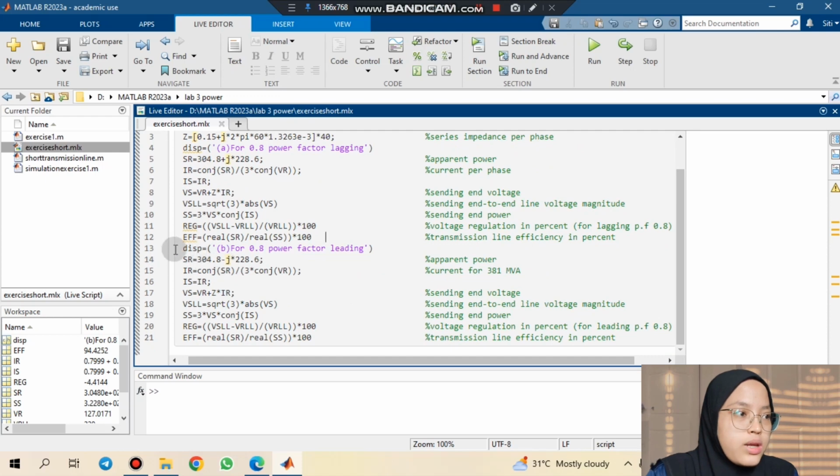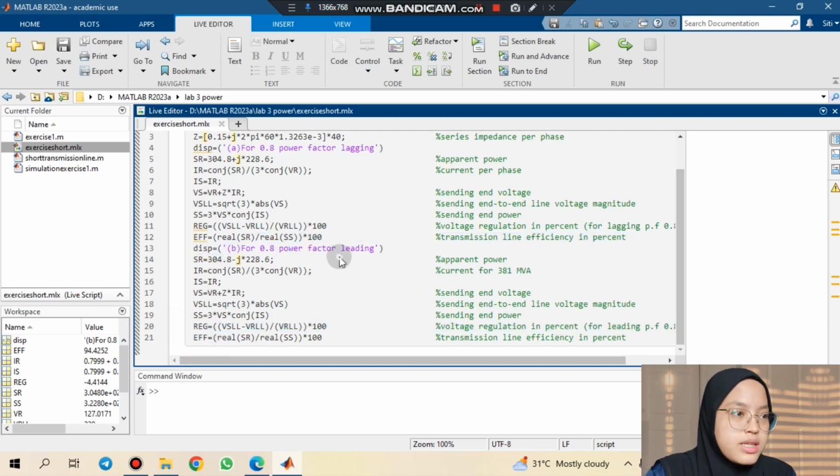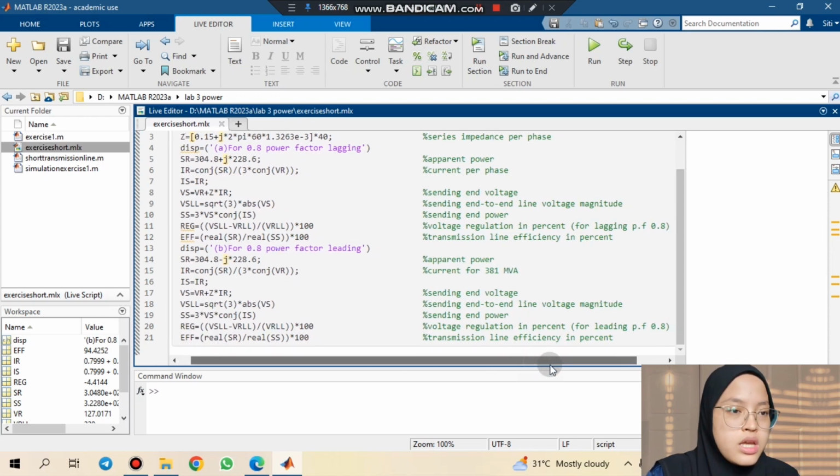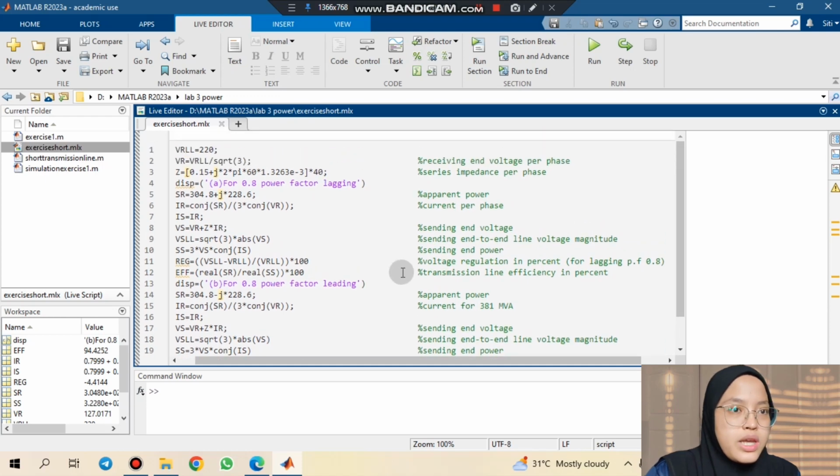And then we proceed to the second question, which is to find the voltage regulation and transmission line efficiency for 0.8 power factor leading. Okay, the formula is exactly the same, except for a certain part that is a little bit different. And for this second question, which is B, we also need to find the voltage regulation and also the efficiency of the transmission line. So after we have finished writing the coding for the MATLAB, we can save and then run the simulation.